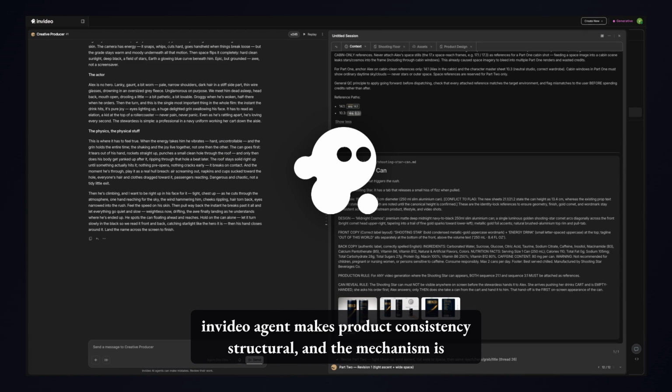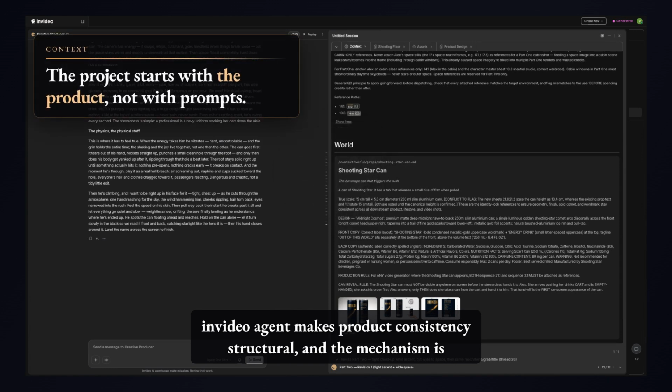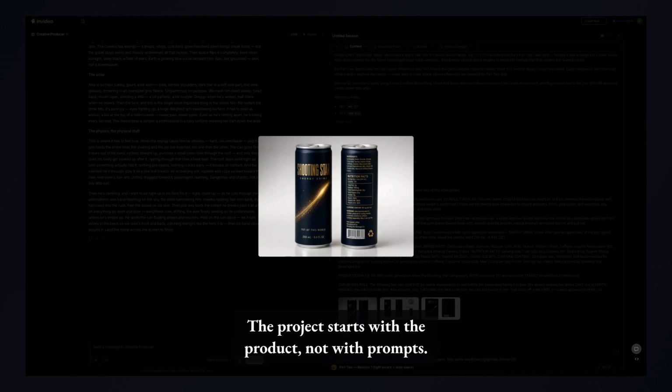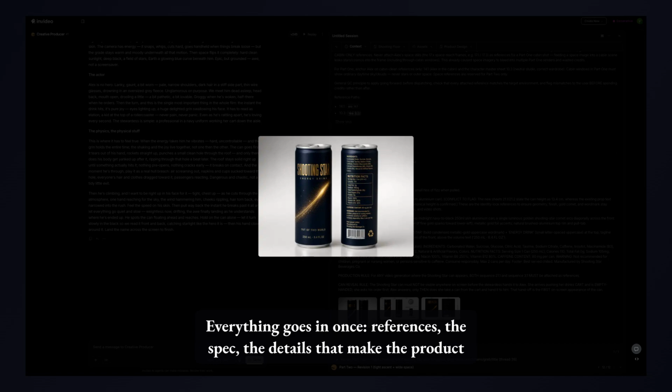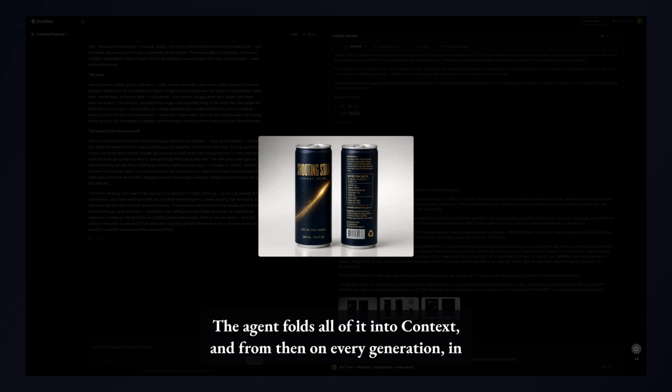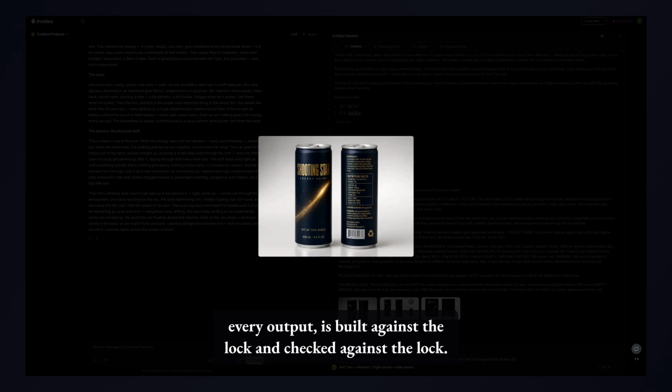Invideo agent makes product consistency structural, and the mechanism is context, the project's memory. The project starts with the product, not with prompts. Everything goes in once: references, the spec, the details that make the product. From then on, every generation, in every output, is built against the lock and checked against the lock.